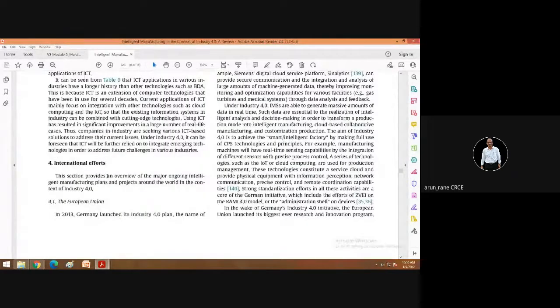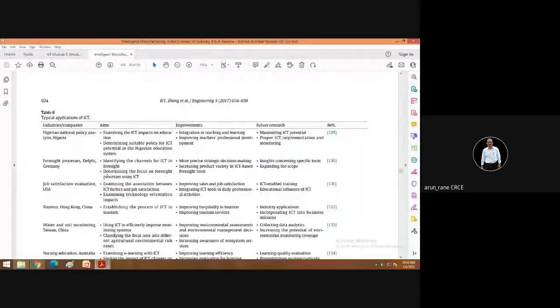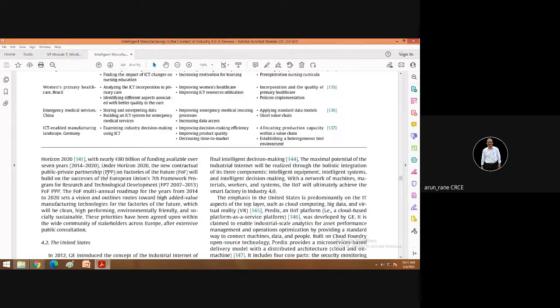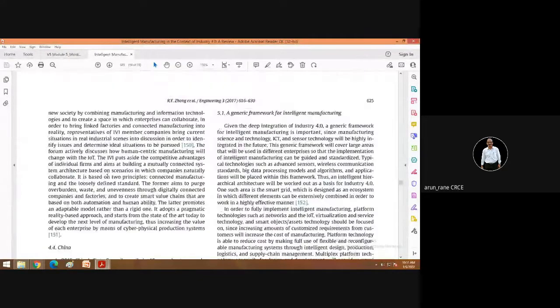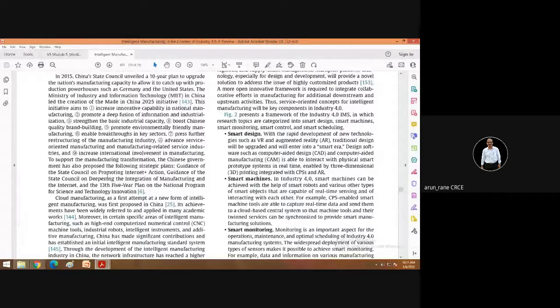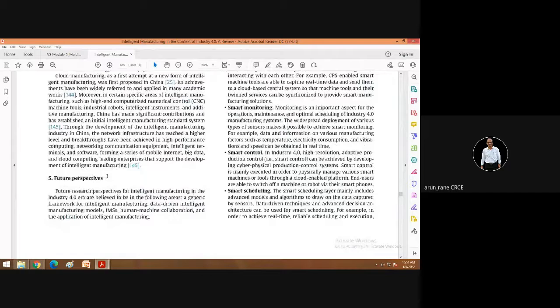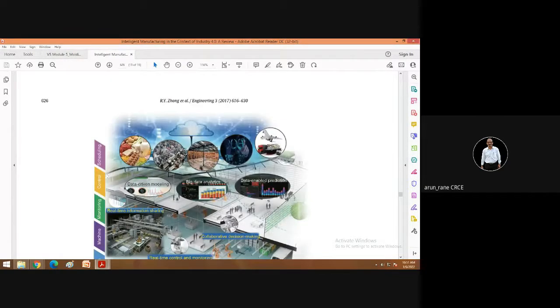So you can go through this paper. I'm sure you may not understand this paper at first reading. Maybe you'll have to read it two times to understand this paper. So what is smart design? What are smart machines? Smart control. This is what I showed you: smart design, smart monitoring, smart scheduling.